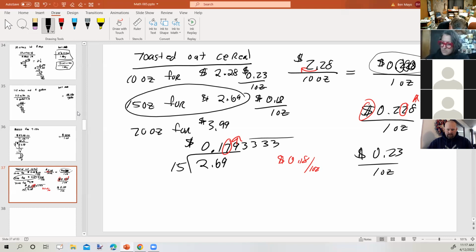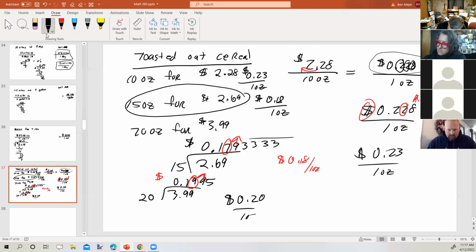Let's take the last one. 3.99 divided by 20. Let's see here. We'll use our calculator again. 3.99 divided by 20. And I get 0.1995. So what number is in the cent column here? The first 9. Correct, the first 9. So this 9 would round up and we'd have, so this is what, 20 cents per ounce.